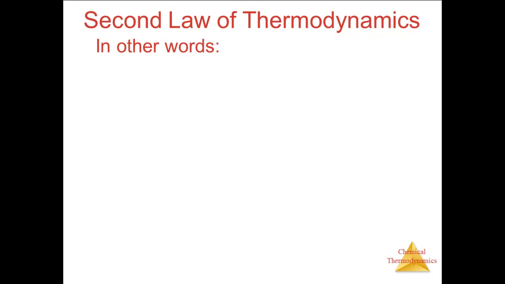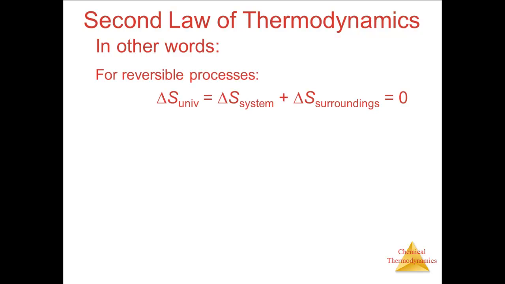This leads to two equations for the entropy change for the universe. For a reversible process, the entropy of the universe is unchanged. Delta S of the universe equals zero, though the entropy of the system may change. For the reversible process, the sum of the entropy change for the system and the entropy change for the surroundings is zero.